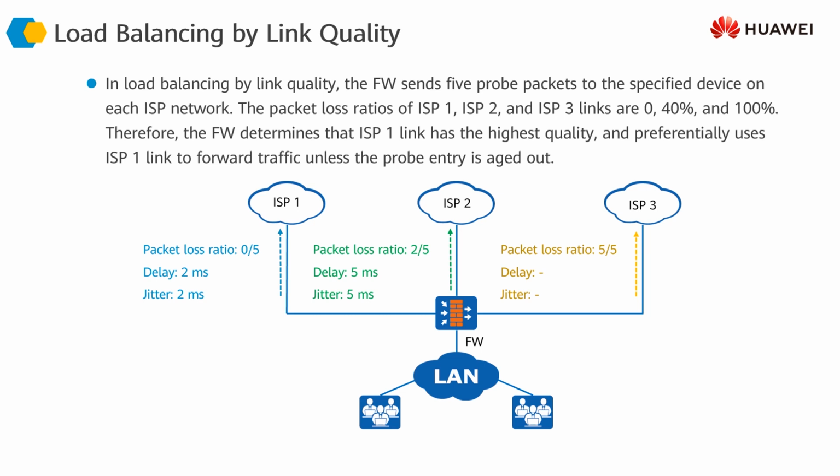In this scenario, most of the traffic is going to be sent through ISP1, because ISP1 has the link with the best quality. Therefore the firewall determines that the ISP1 link has the highest quality and preferentially uses ISP link 1 to forward traffic unless the probe entry is aged out. So as long as the probe entry shows that there is no packet drop, no packet loss on this link, the traffic is going to be sent through this link.